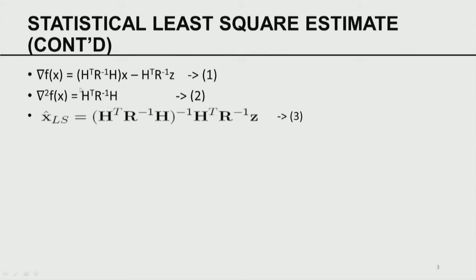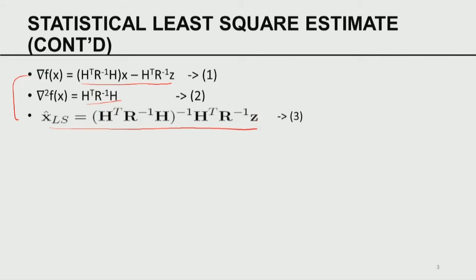We can compute the gradient of that. We already know this; we should be masters of this by now. We have seen this term several times over. So this is the expression for the gradient. This is the expression for the Hessian. If I set the gradient to 0 and solve equation 1, I get the least square estimate like this.